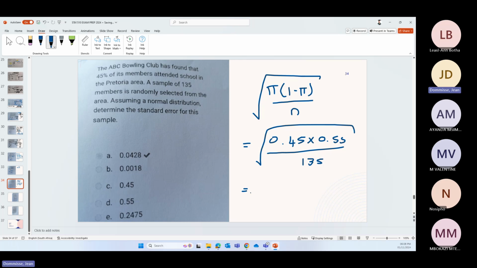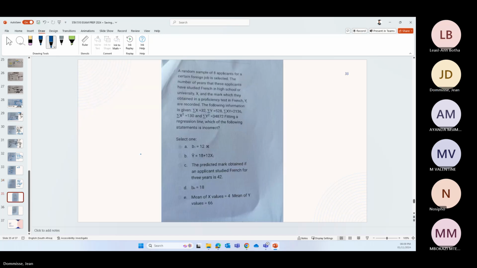So 0.45 times 0.55 is 0.2475 divided by 135 gives us 0.0018, but then I need to take the square root of that, and that is 0.0428. Okay, so just be careful again, that number below the square root is also in your option set, so just be careful that you don't pick that one before you do the square root. Okay.